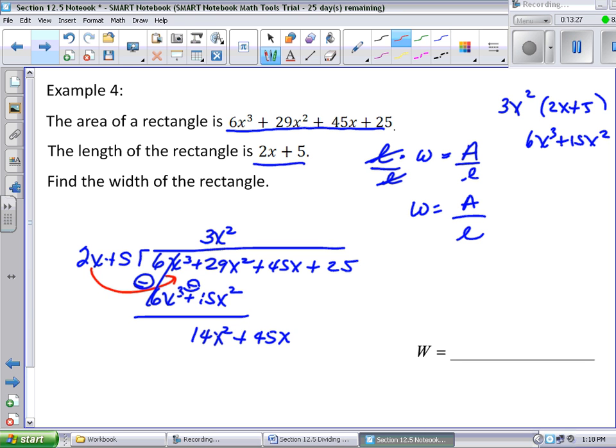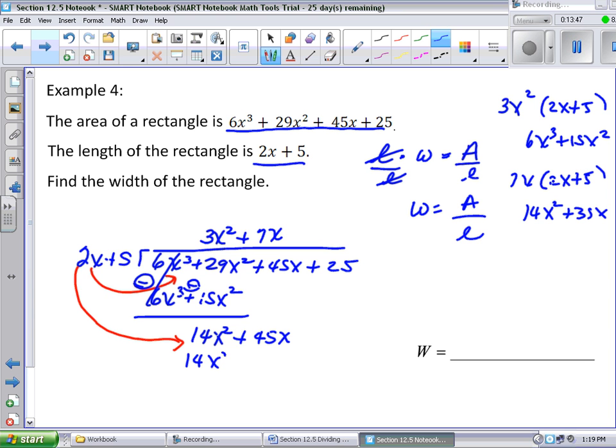And then I'm going to say 2x times what gives me my 14x squared. Let's see, I believe that would be plus 7x. 7x times 2x plus 5 gives me 14x squared plus 35x. Draw my line, change my signs. This one drops out. This 45 minus 35 gives me 10x plus 25.